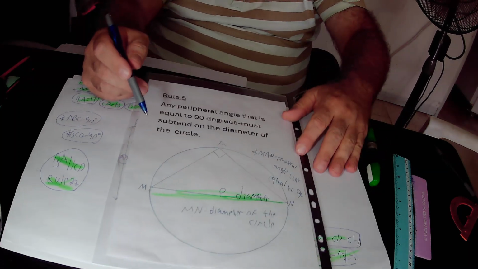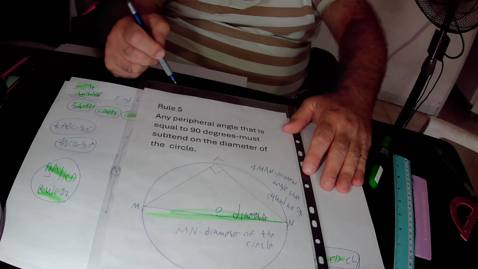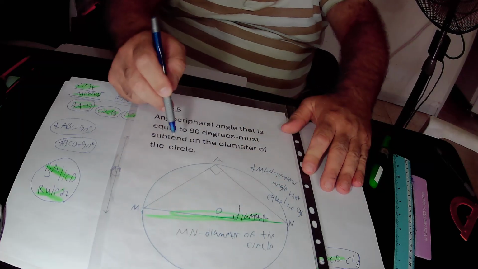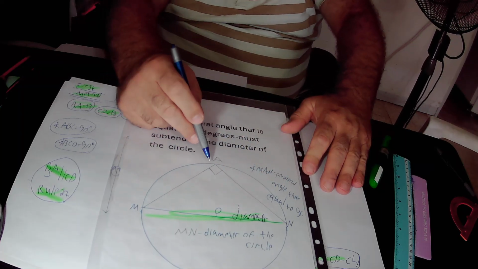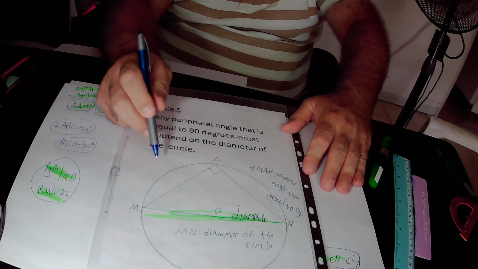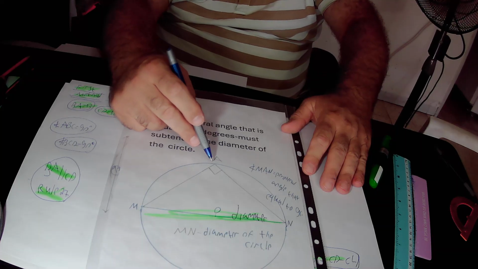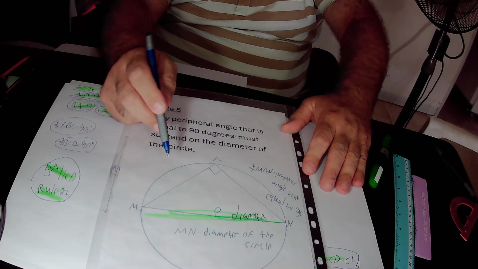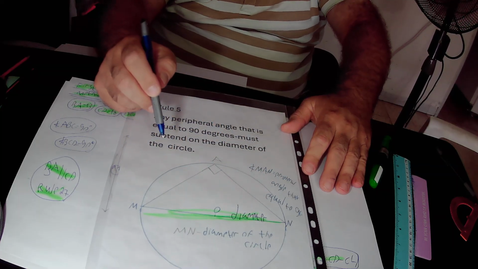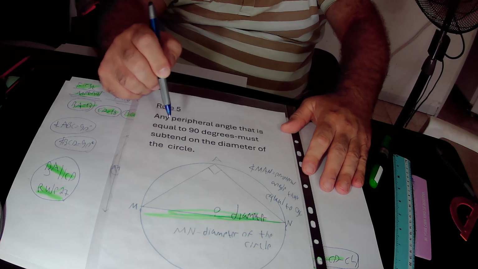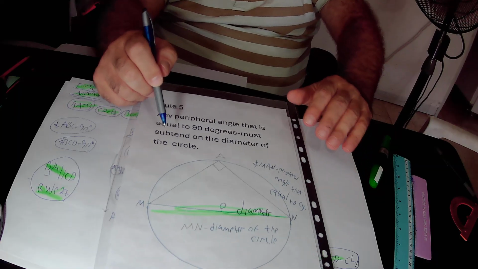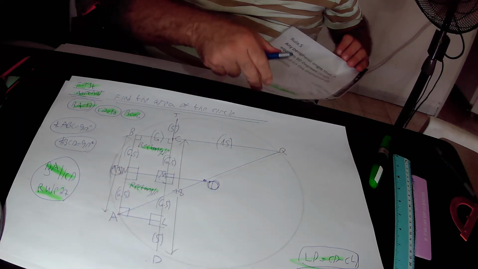According to Rule 5, any peripheral angle that is equal to 90 degrees in size must subtend the diameter of the circle. In the drawing we have a circle. This is peripheral angle MAN that is equal to 90 degrees in size. Therefore, according to Rule 5, peripheral angle MAN, that is the right angle, must subtend the diameter of the circle. And indeed, peripheral angle MAN subtends MN, that is the diameter of the circle. So according to Rule 5, any peripheral angle that is equal to 90 degrees in size must subtend the diameter of the circle. So we can definitely implement Rule 5 in our drawing.